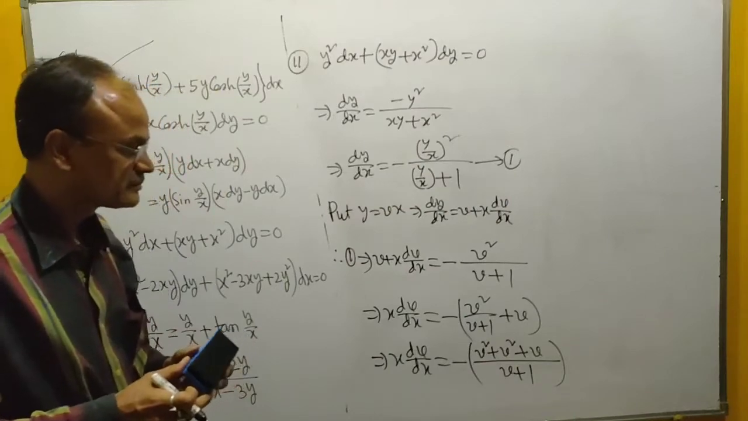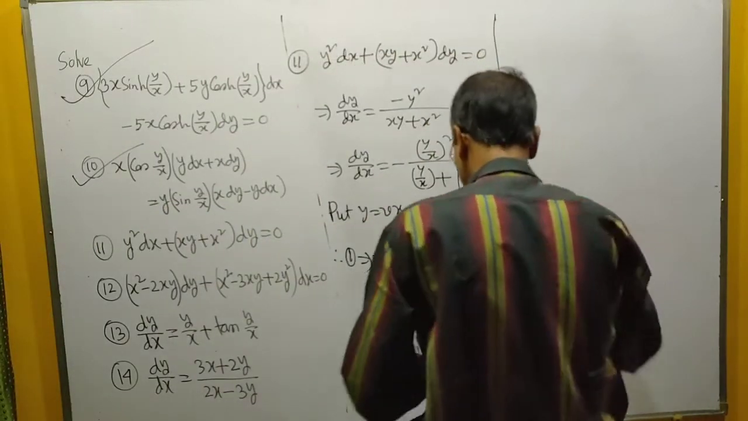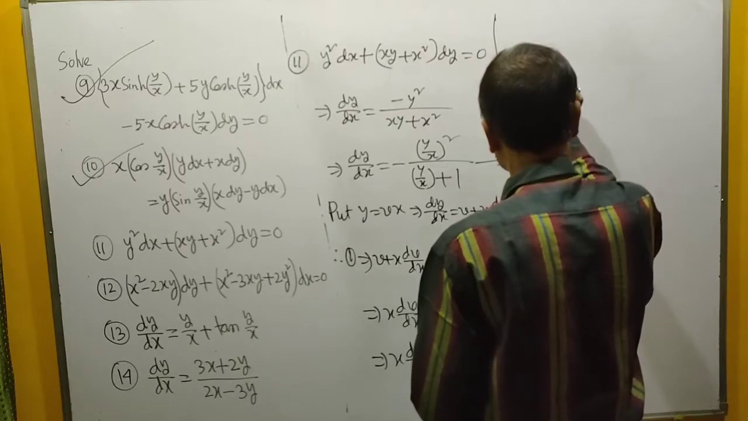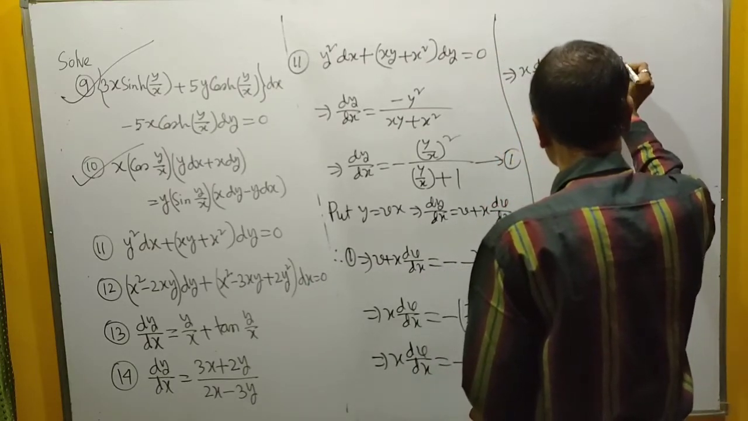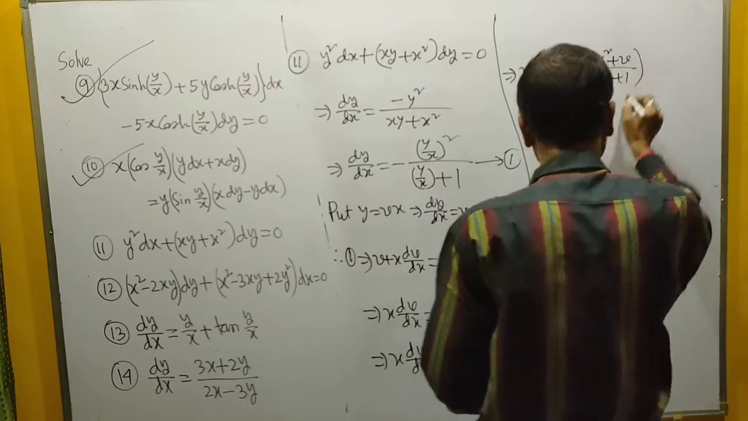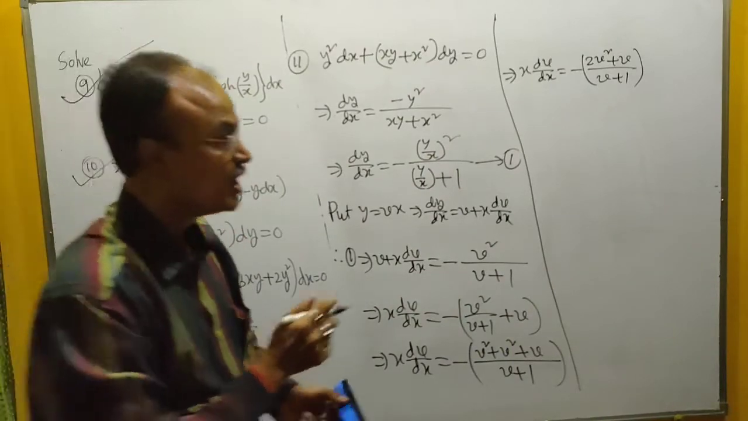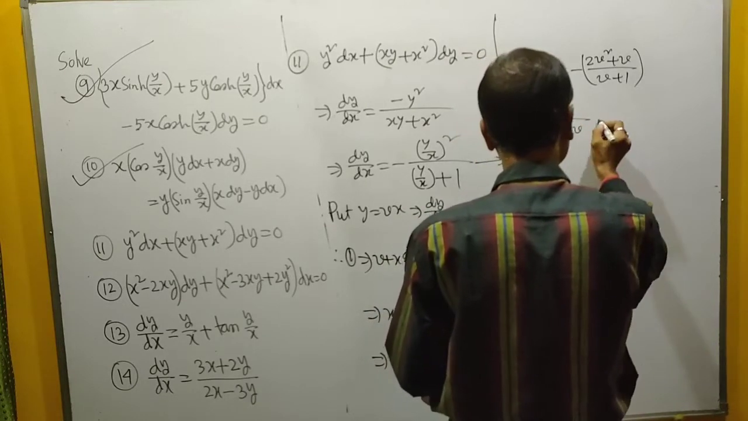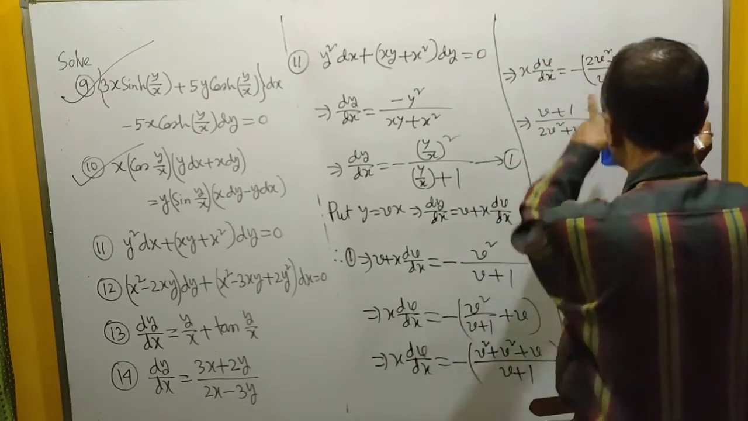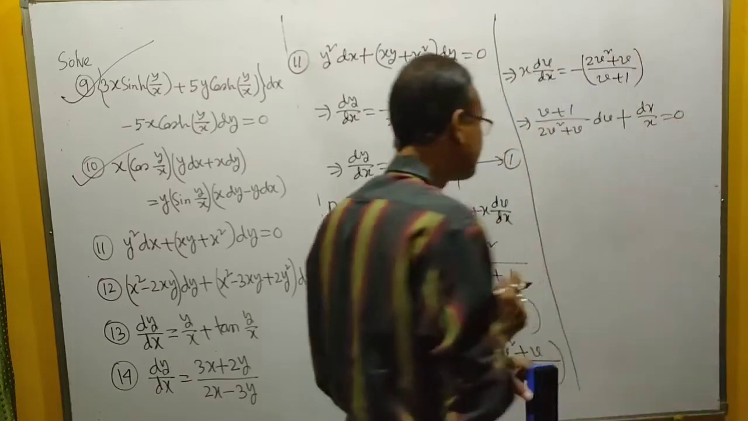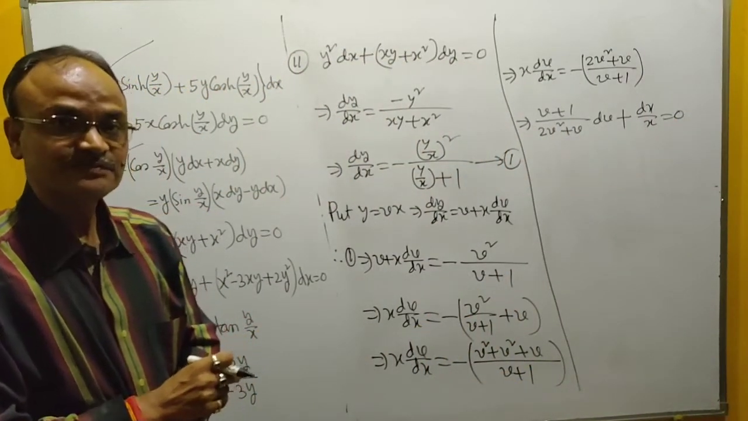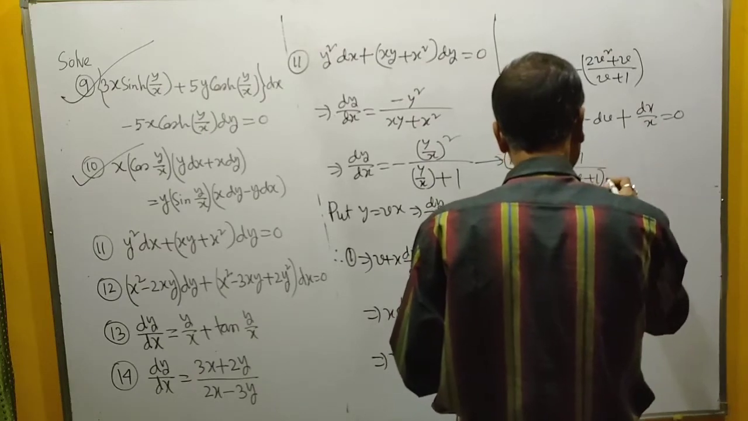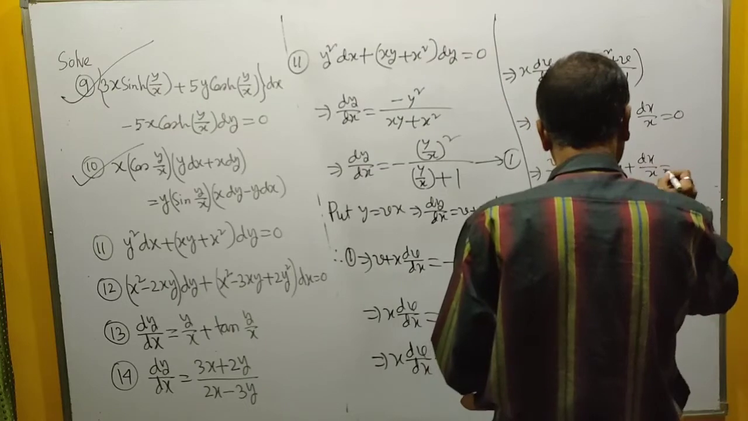You will get this one. This means x dv by dx equal to minus twice v square plus v divided by v plus 1. You may write like this. Or v plus 1 by twice v square plus v dv plus dx by x equal to 0. Or v plus 1 divided by v into twice v plus 1 dv plus dx by x equal to 0. We write like this also.